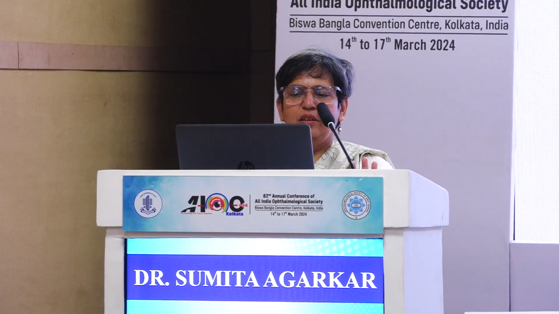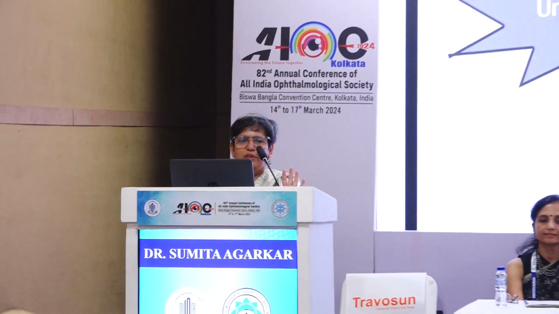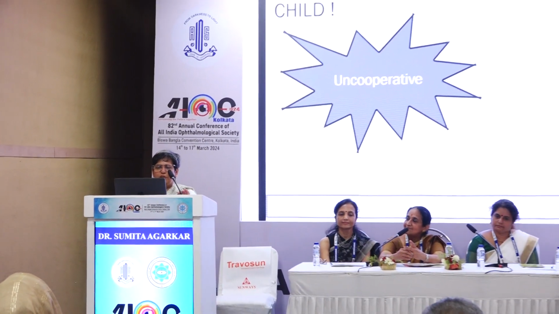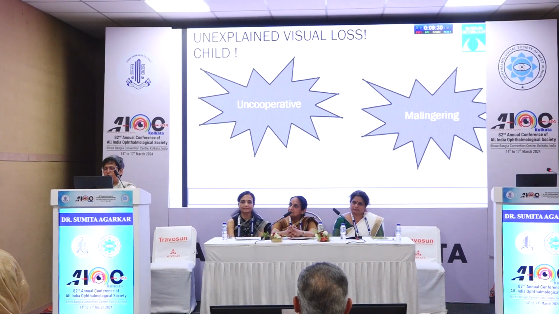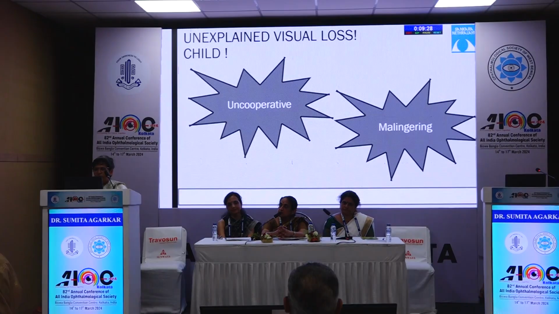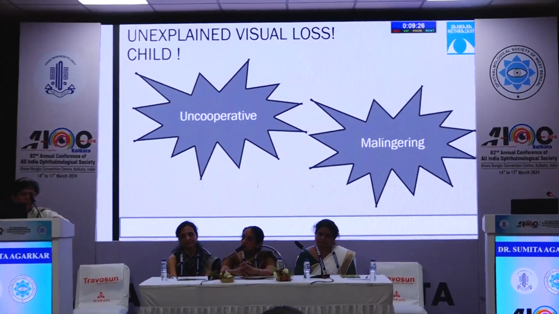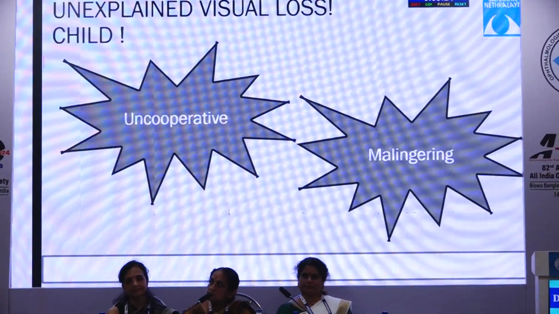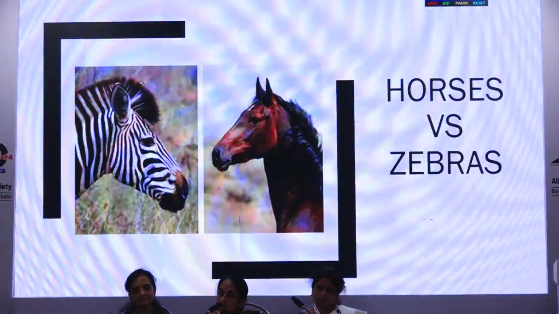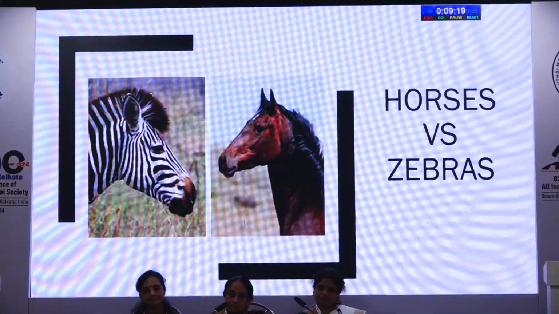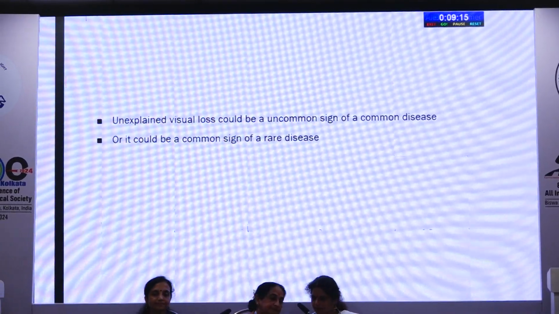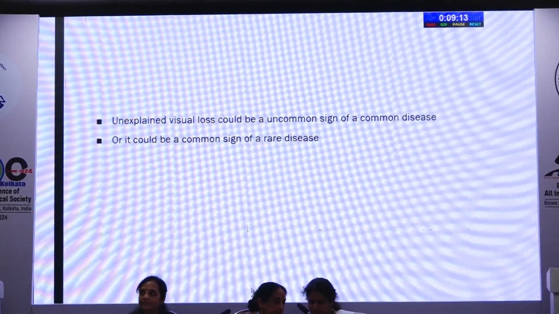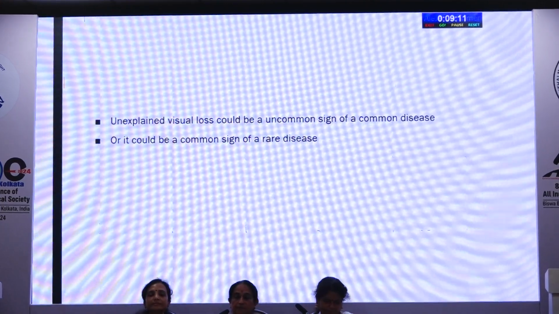But usually when we look at children in the clinic with unexplained visual loss, our first thought is uncooperative, second thought is malingering, but really these should be the last on your mind. Children may not tell much, but when they say, okay, I don't see well, you should believe them most of the time. So when you look at unexplained visual loss, always think of horses versus zebras. It could be an uncommon sign of a very common disease, or a common sign of a rare disease. So both exist.